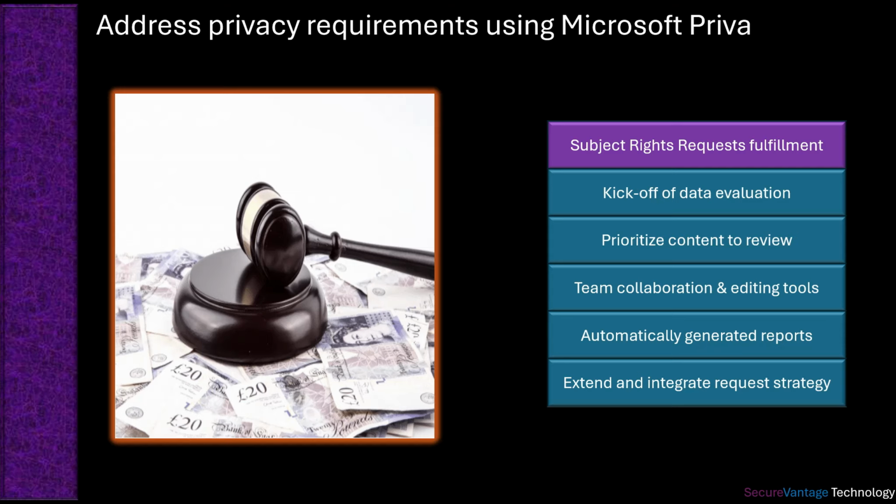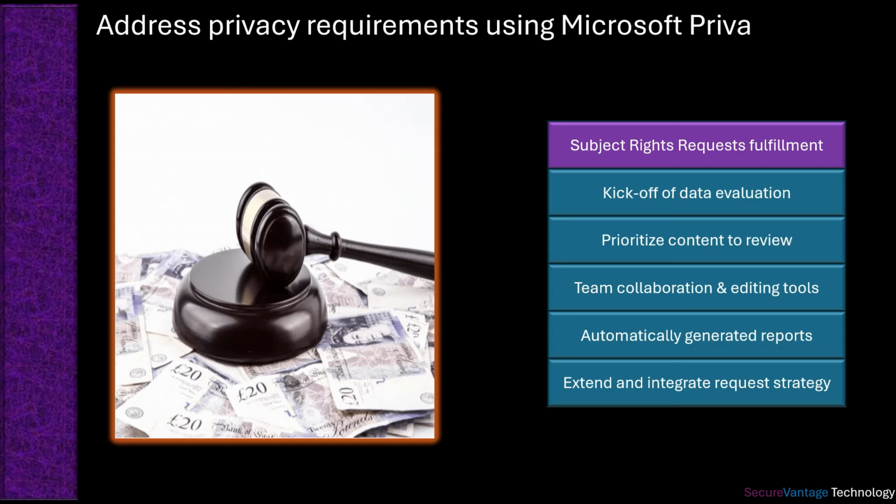The Microsoft Priva subject rights request solution helps simplify and speed up this process. It offers automation, insights, and workflows to help organizations handle requests more confidently and efficiently. How does Priva support subject rights request fulfillment? Let's unpack the steps. Priva integrates automation and robust workflow tools throughout the subject rights request process.